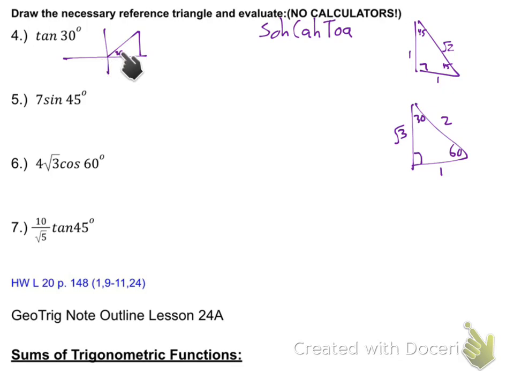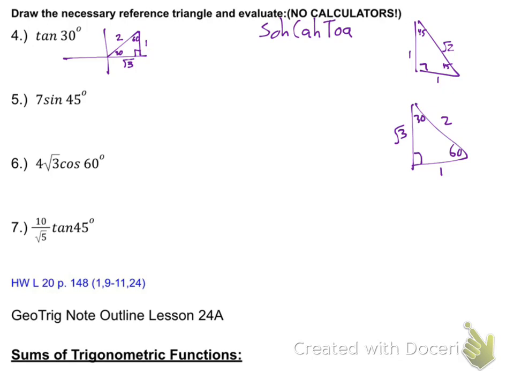But wait a minute. If I went straight down to the x-axis, doesn't that form a right triangle? Yes. And we've done this before, when we converted from polar to rectangular and back and forth. If that's 30, what's the other angle? 60. Wait a minute. That's a 30, 60, 90 triangle? Could I put the sides on? Yeah. Opposite 30 is 1. The hypotenuse is 2. And the adjacent would be square root of 3.